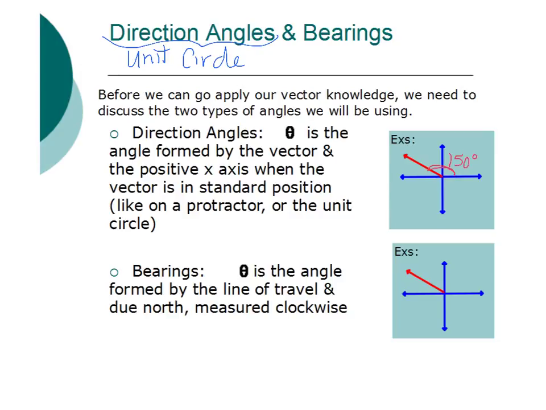Now, when you're talking bearings, this is always the angle that's formed by the line of travel, which is our vector, and due north, measured clockwise. We're talking starting due north and coming clockwise. Well, that is not the same as my 150 up here. That's a much bigger angle, though the vectors go in the same direction.